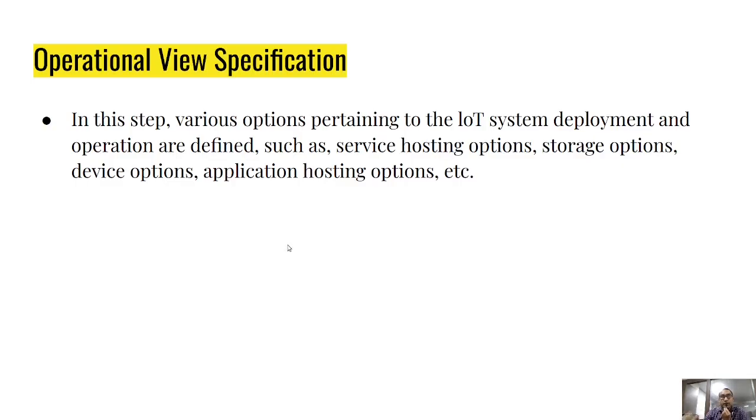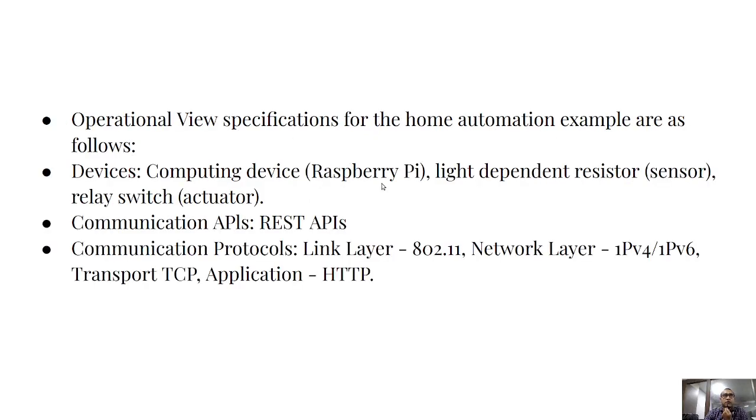Next, we have the operational view specification. In this step, various options pertaining to the IoT system deployment and operation are defined, like service hosting options, storage options, and the device options and application hosting options. So that means we define the different software that will be running or the hardware that will be used in the case of constructing the IoT system.